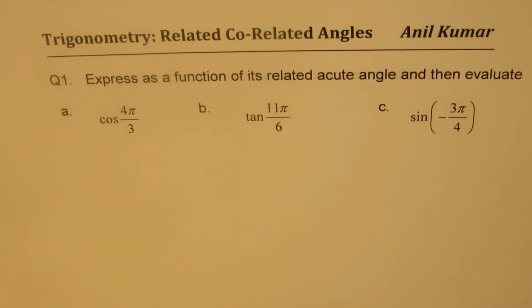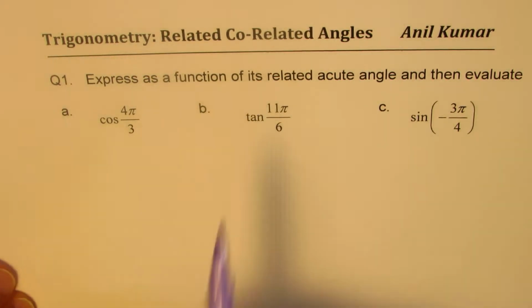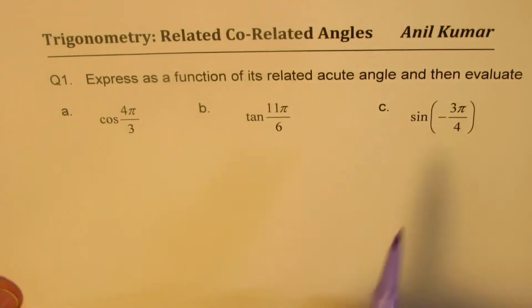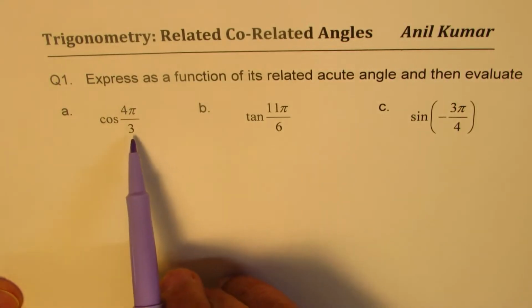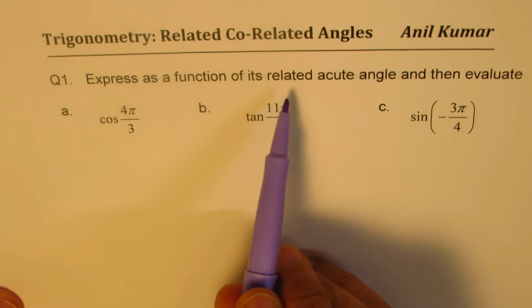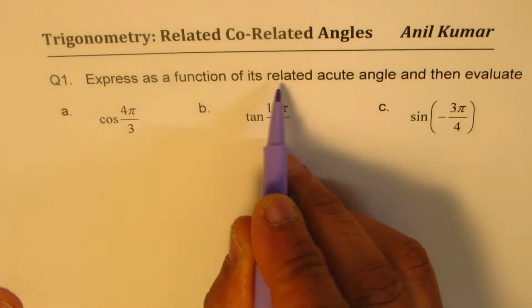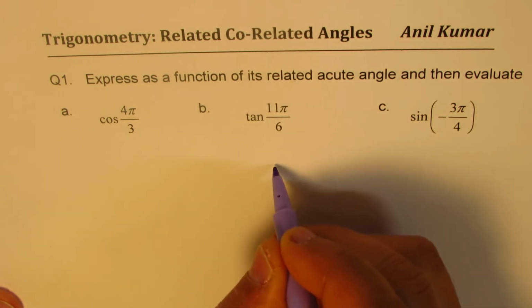Question number 1 is: express as a function of its related acute angle and then evaluate. Now, what do we really understand by this statement? So we are given these trigonometric functions. We have to express them in the form of their related acute angle. So first thing, let's try to understand what is related acute angle.